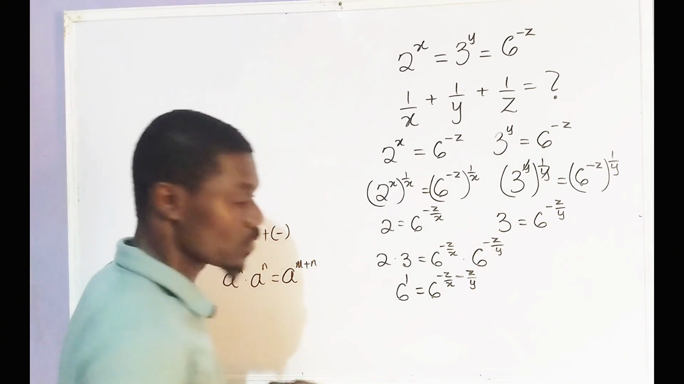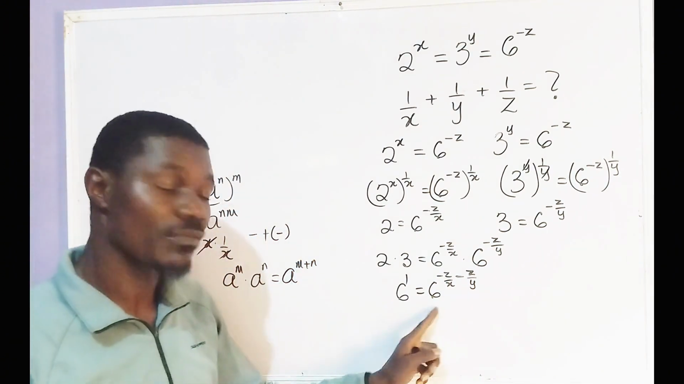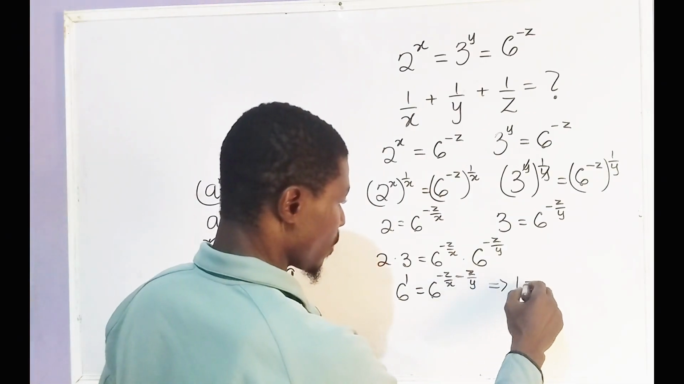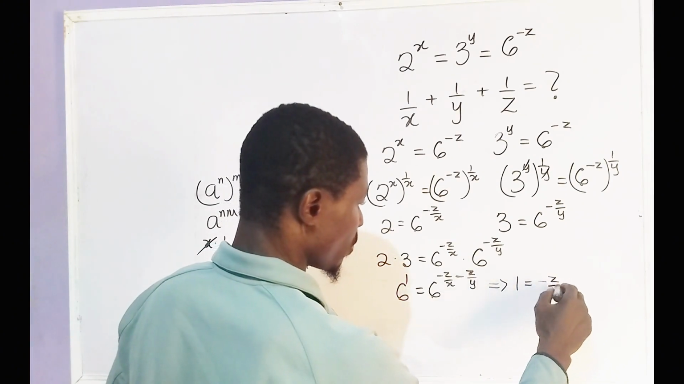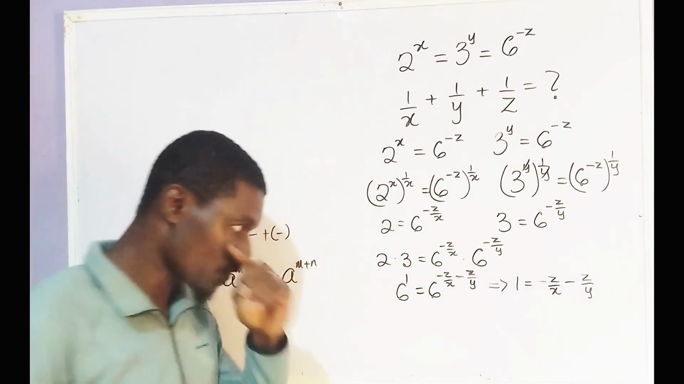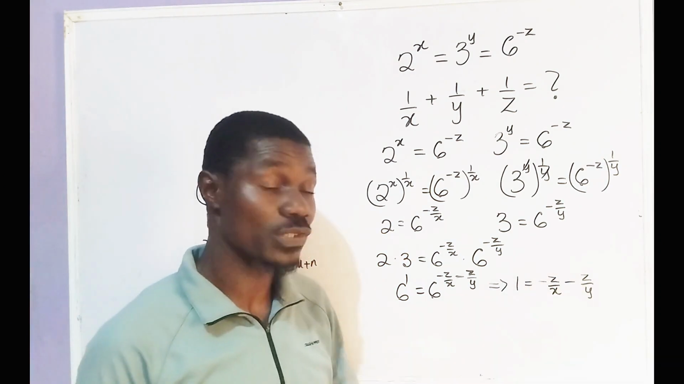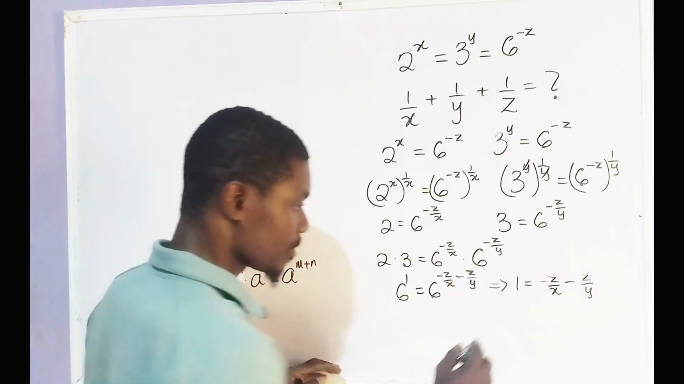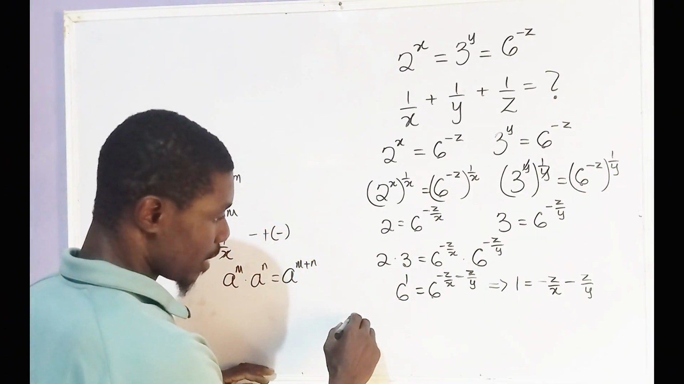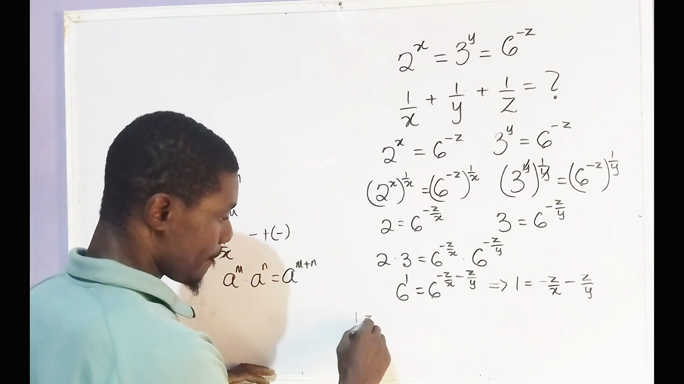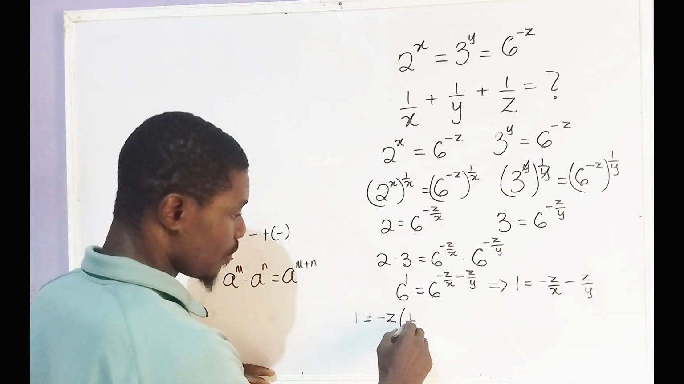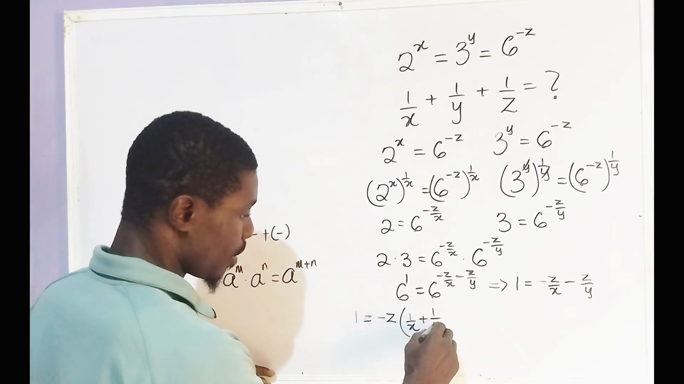Now take note that the 6 on the left is raised to the power of 1. Since they have the same base, we can have 1 equals minus z over x minus z over y. Now let us factor out. You can see we have the same factor, which is z, or minus z rather. So here we have 1 equals minus z, then into 1 over x plus 1 over y.